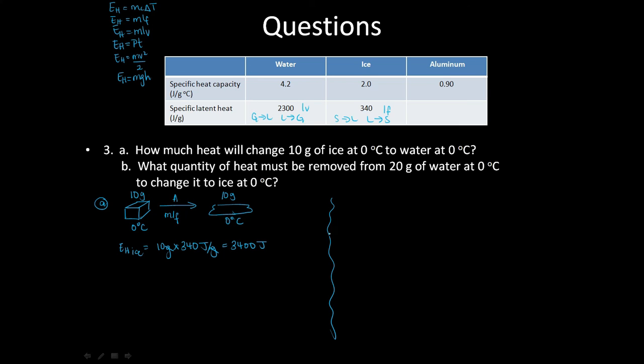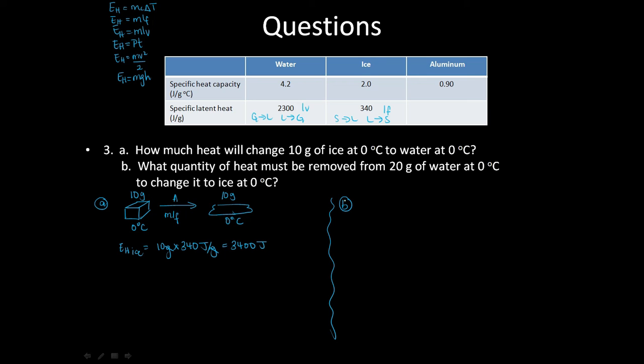Now let's do B. B says, what quantity of heat must be removed from 20 grams of water. So we're going in the reverse now. 20 grams of water to change it back to ice. So in the last case, we used 10 grams. We wanted to know how much heat we must put into the ice to convert it to water, right? And now in this case, we want to know how much heat must be removed from the water, 20 grams, double the amount, to change it back to ice.